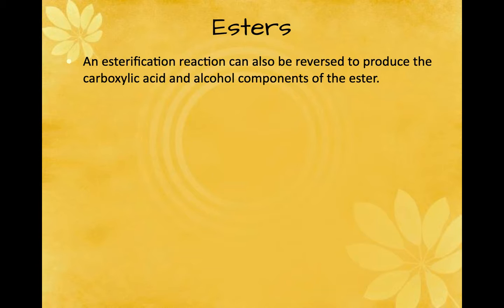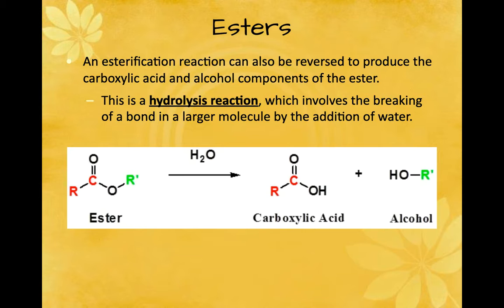An esterification reaction can also be reversed to produce the carboxylic acid and alcohol components of the ester. So this would break down the ester. And this is a hydrolysis reaction, which is a type of reaction that involves the breaking of a bond in a larger molecule by adding water. So we take the ester, add water, and it breaks apart into the carboxylic acid and the alcohol that it's made of.